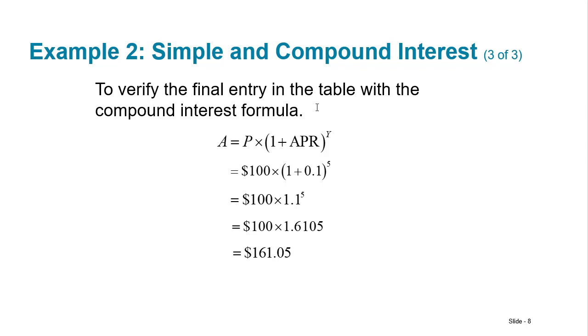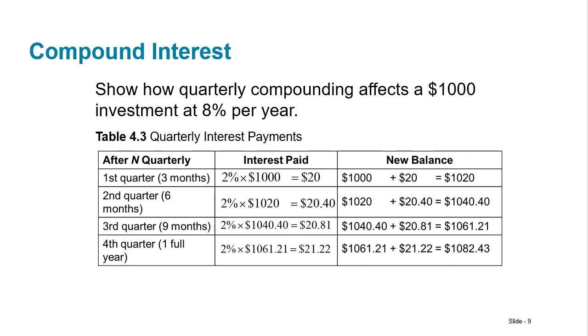So to verify the final entry, you could just use this formula: $100 for your starting principal, 1 plus 0.1, because that's your APR, right? We do it for 5 years, so it ends up becoming 1.1 to the fifth. You raise that, you multiply it, and there's your $161.05, which is what we got before when we did it in steps. Now, let's see how quarterly compounding affects a $1,000 investment at 8% per year.